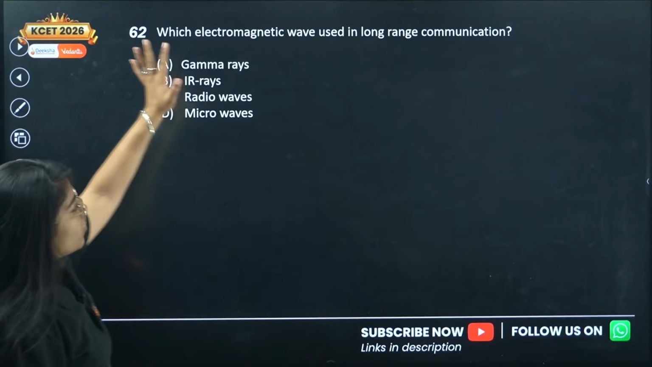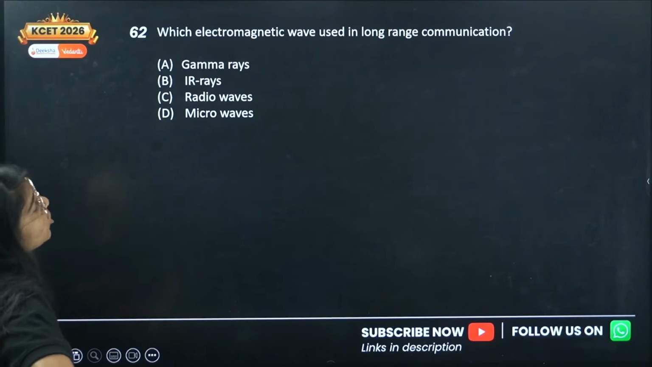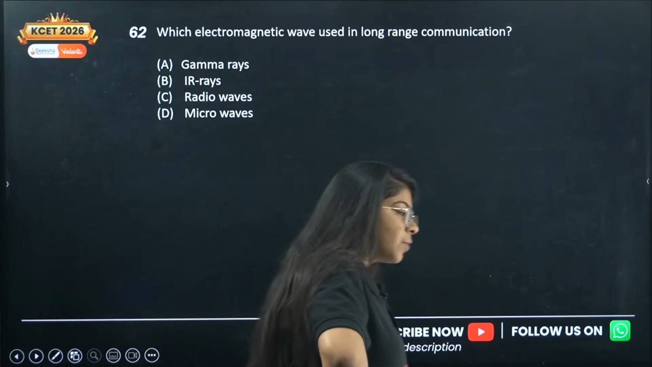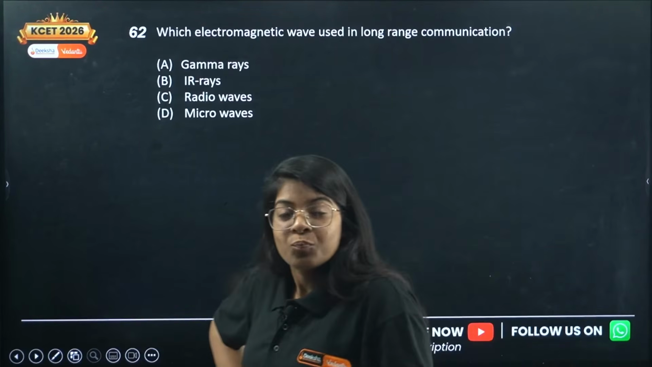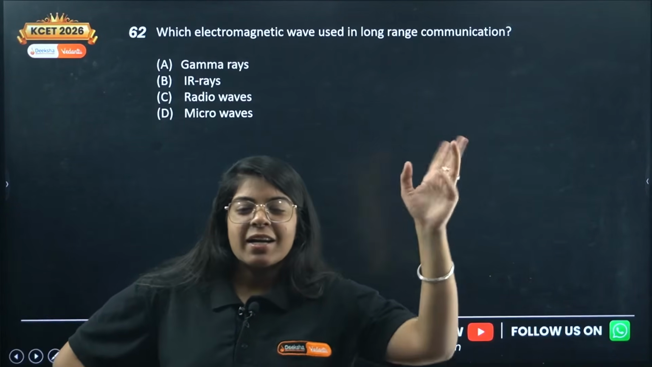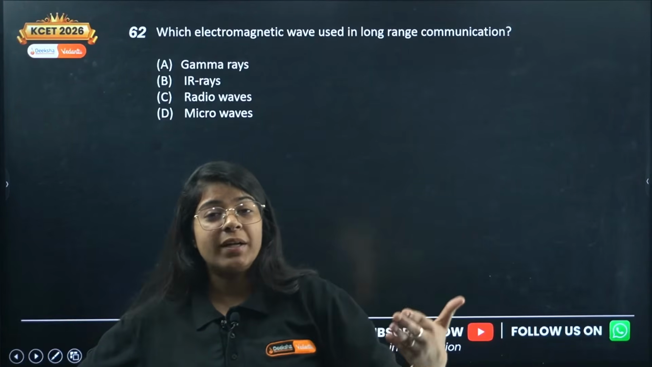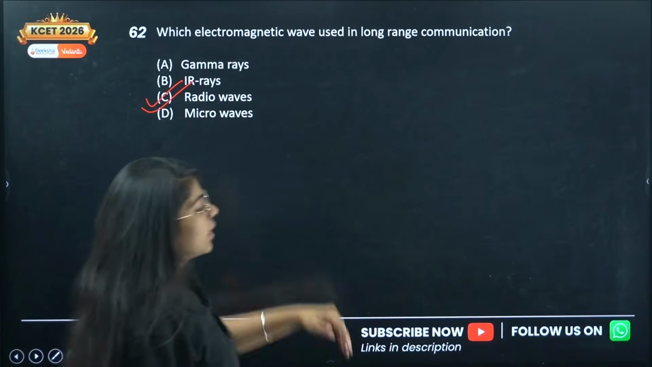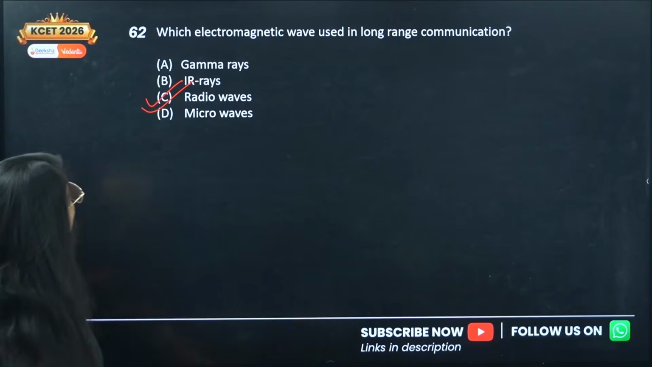And with that, moving on to the 62nd question: which electromagnetic wave is used in long range communication? Now, have you heard your grandmother or grandfather saying that they used to hear cricket matches on a radio? They used to hear commentaries on radios. So that's how you can remember, if the cricket match is happening in England, they can still hear on the radio what the commentary is. So radio waves are used to transfer signal over a long range. So for long range communication we use radio waves.